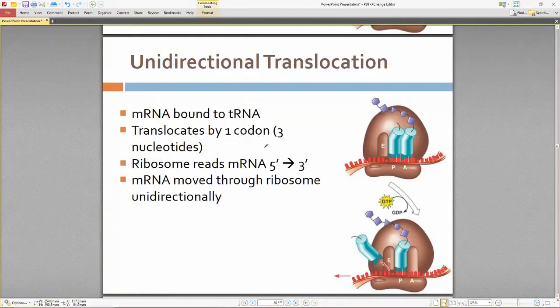So, ribosomes only move in one direction. The mRNA is bound to the tRNA, and the ribosome translocation happens by one codon, so 3 whole nucleotides. The ribosome reads mRNA in the 5' to 3' direction, so mRNA is moved through the ribosome unidirectionally, one direction only, from 5' to 3'.